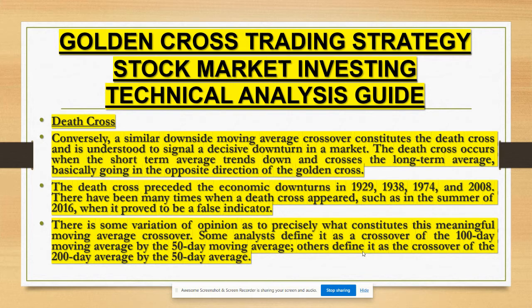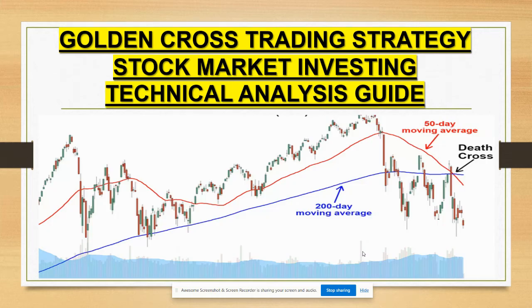There are some variations of opinion as to precisely what constitutes this meaningful moving average crossover. Some analysts define it as a crossover of the 100-day moving average by a 50-day moving average. Others define it as a crossover of the 20-day moving average by a 50-day moving average. It depends on how you take the crossovers, but basically it is the short-term moving average which crosses the long-term moving average in the upward direction. Okay, hope that is very clear, and this pictorial graph is very clear.